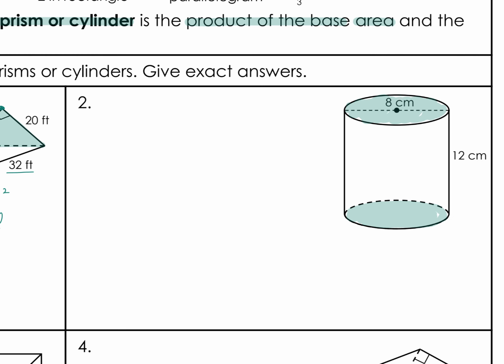So we're going to start with our capital B, which is, since it's a circle, pi r squared. I do need to figure out that my radius is going to be half of that 8, because that is a diameter. So it's going to be 4. So I'll have that 4 squared times pi, which is just going to give me 16 pi.